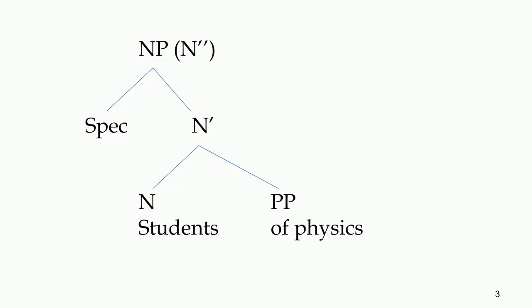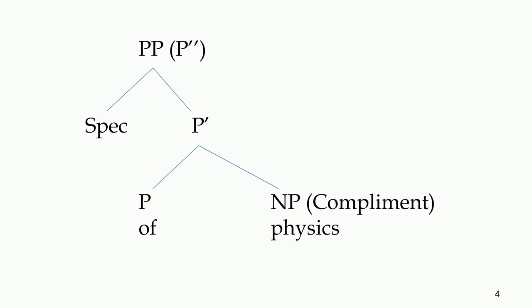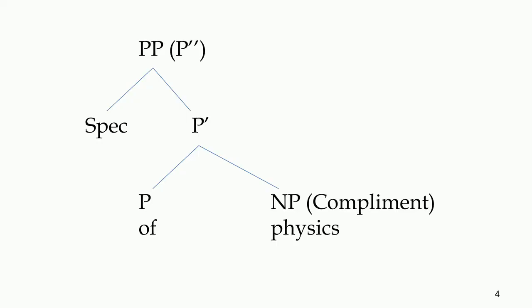For example, a noun phrase, "students of physics," has "of physics," which is a prepositional phrase, as the complement of the noun "students," and it does not have a specifier. In the prepositional phrase "of physics," "of" is the head of this phrase, and because the head is a preposition, this phrase is called a prepositional phrase. The preposition takes a noun phrase as a complement of this head, which is "physics" in this case.